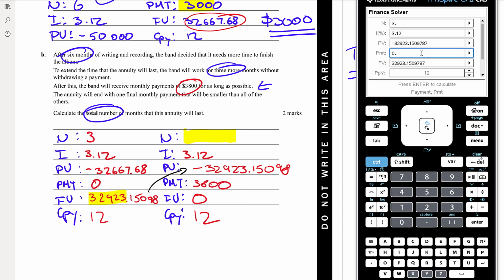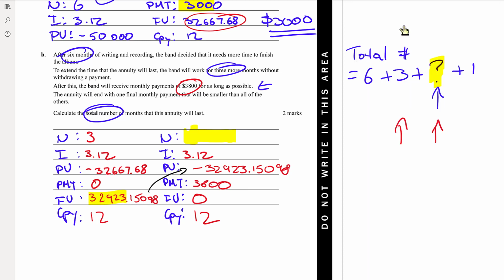Our payment now is 3,800. This is now 0 because our final value is going to be 0. And we're going to go up to the top here and we're going to press enter. And we get an answer of, oops, haven't changed that. We're going to get an answer of 8.7.